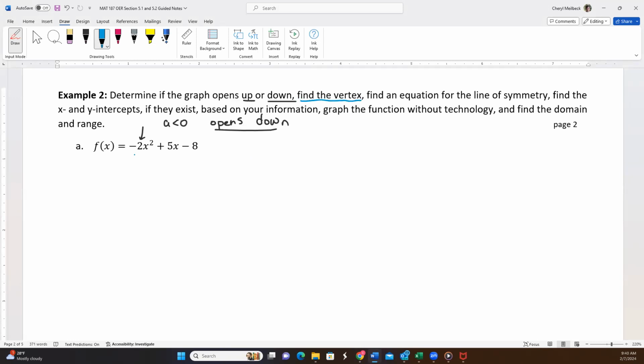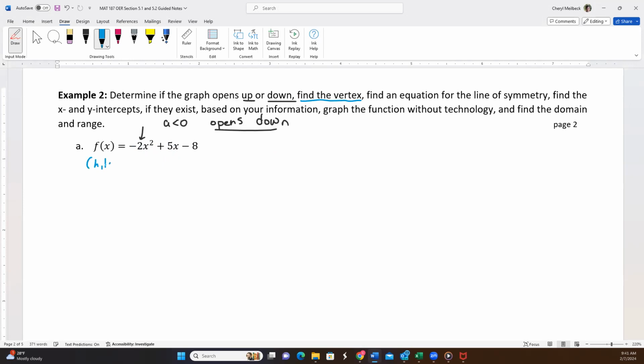To find the vertex, we could use completing the square, in which case we'd isolate our first two terms and divide the -2 coefficient out of both of them. But here we have a 5. That's going to make our calculations unpleasant. So let's use our other method.